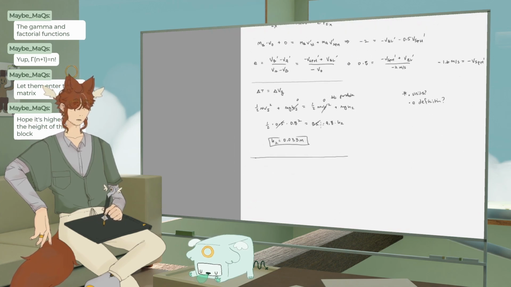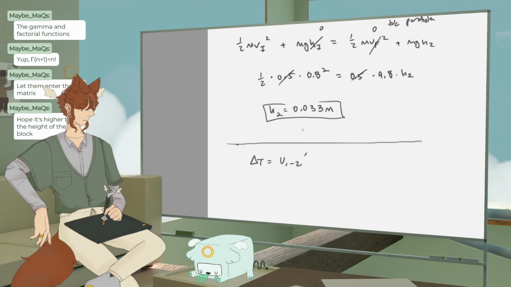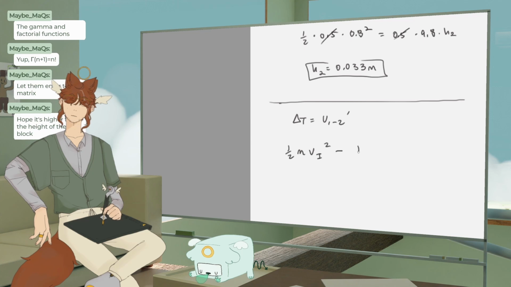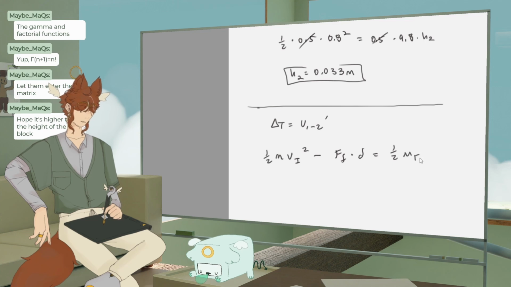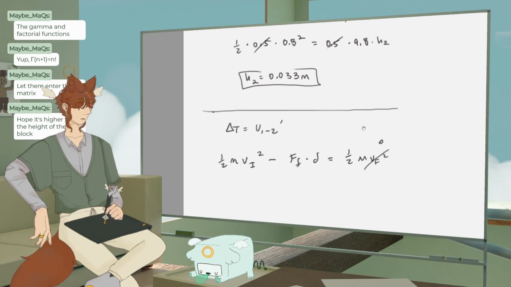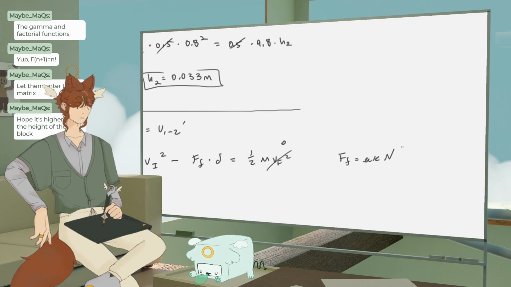Okay, distance x traveled by the block. Same kind of thing. But this is going to be U1 minus U2, because we don't have any gravitational change. So 1/2 m vi squared minus force friction times distance equals 0.5 m vf squared, which is 0. F_f equals mu sub k N. So we do have to find the normal force.